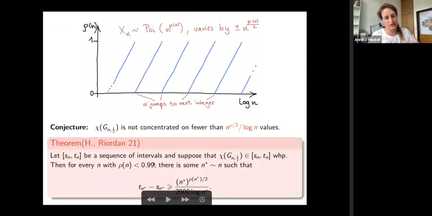And actually, if you go through our proof, this is actually what we show. So we show that for every n, there's an n star nearby, so that root of this variation in the number of alpha sets over log n is a lower bound for the interval length.